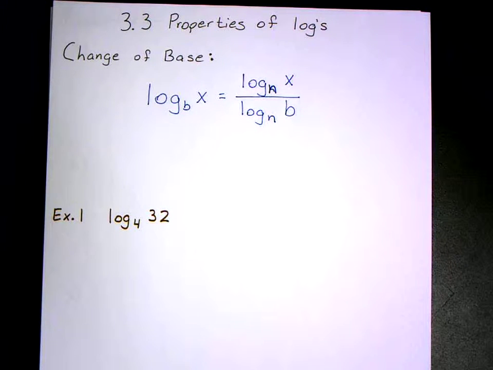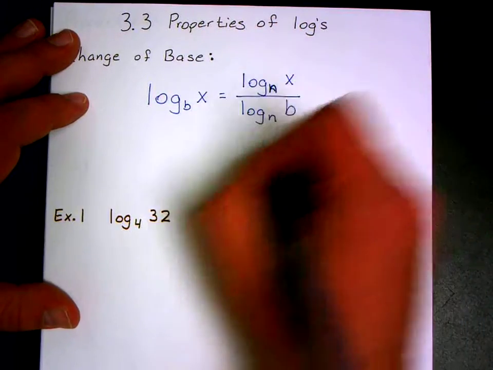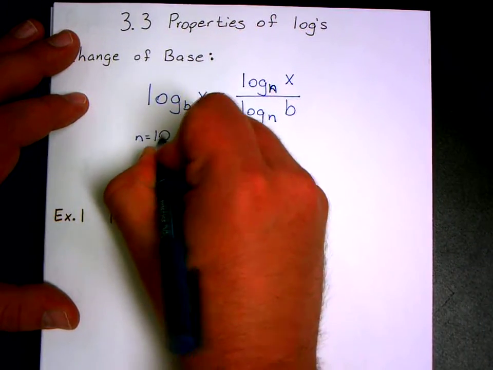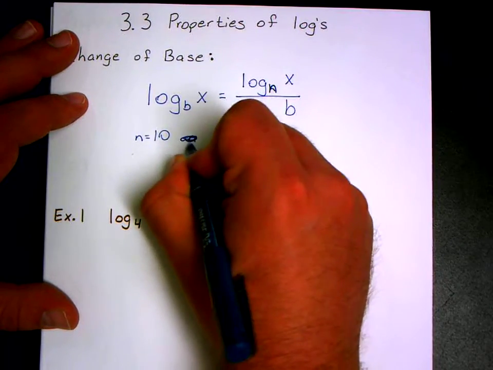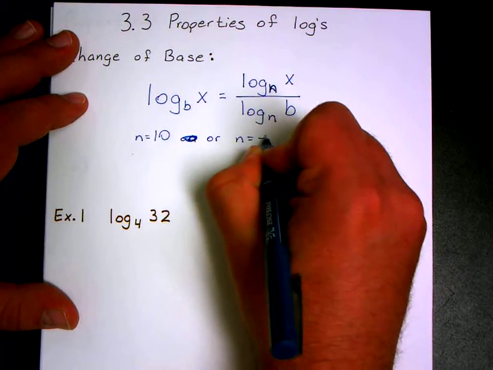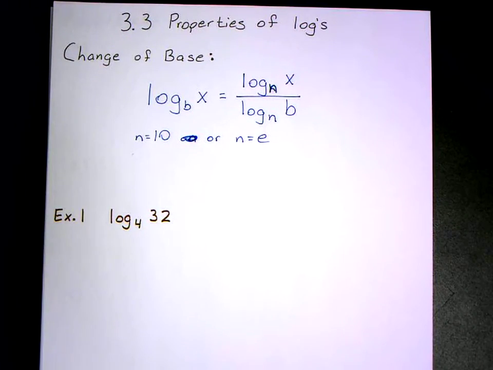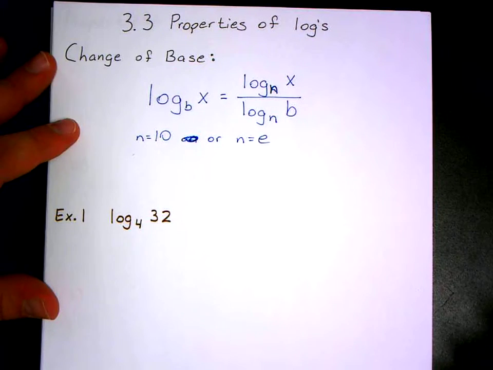So can you just have it be 10? Yes. Normally with change of base, we want n to be either 10 or e. Most of the time we let it be that so that we can put it in our calculators. But if for some reason you wanted n to be 2, you could change your base to 2. So it works with any base. It doesn't have to be 10 or e.